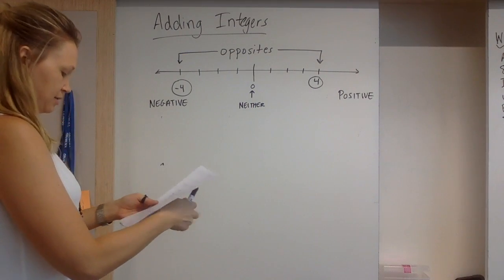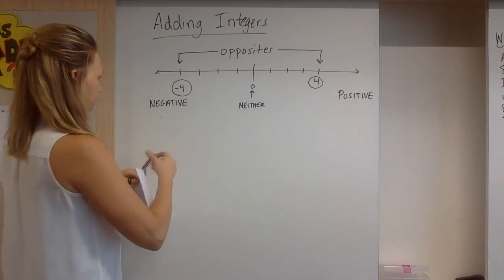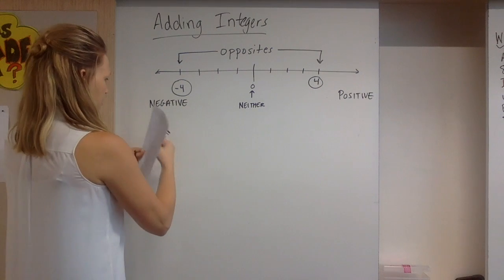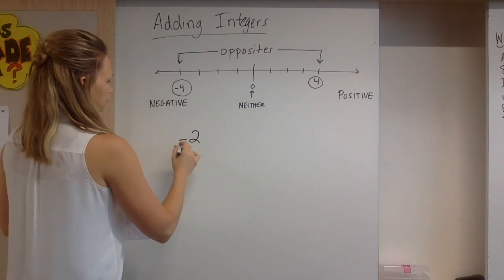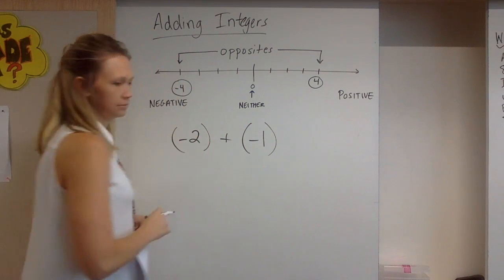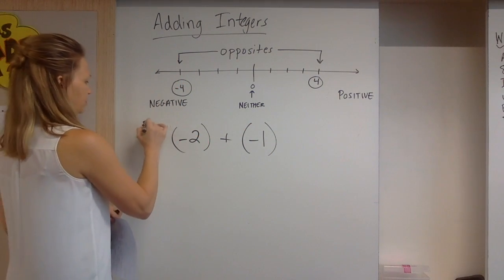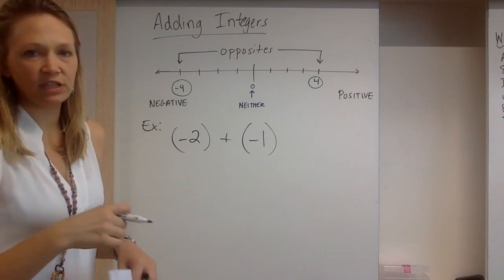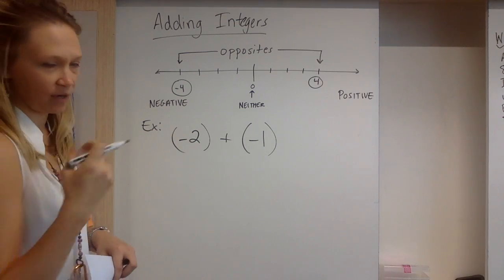All right, so let's try, for example, -2 plus -1. Okay, so we'll try this example first. I'm keeping it really small so that I can use my number line. All right, you'll see why.